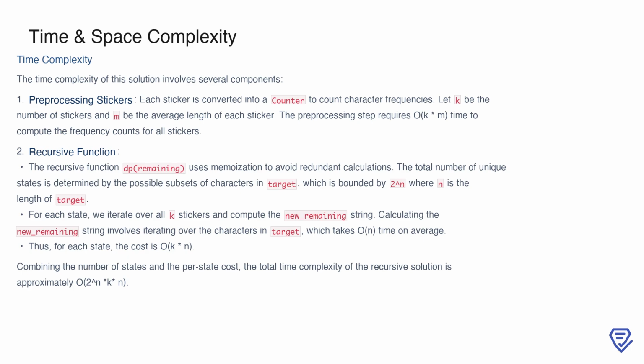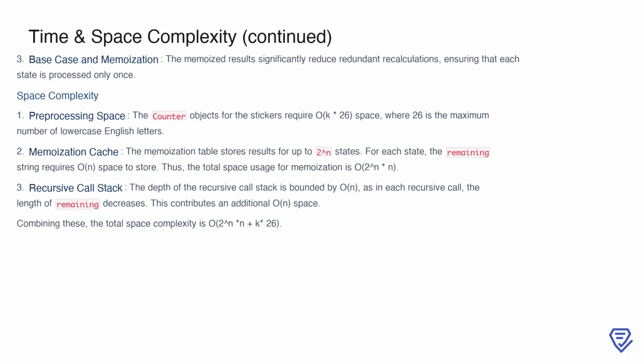When we combine the number of states, 2 to the power of n, with the per state cost K*n, the overall time complexity of this recursive solution becomes approximately 2 to the power of n times K times n. Now, let's consider the impact of memoization. By storing results for previously computed states, we ensure that each state is processed only once, significantly reducing redundant calculations.